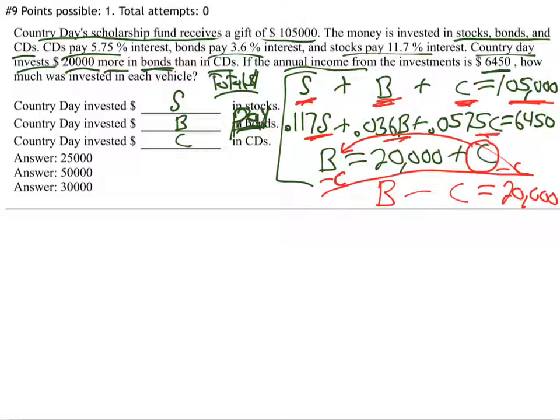Now we're going to solve this with matrices. So let's write a big old matrix equation. Just peel off the numbers 1, 1, 1, 1, 1, 1. So it'll be easier this way. 0.117, 0.036, and 0.0575.